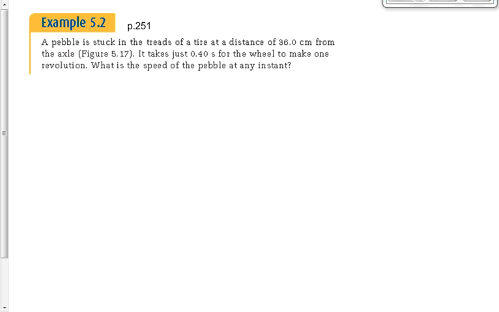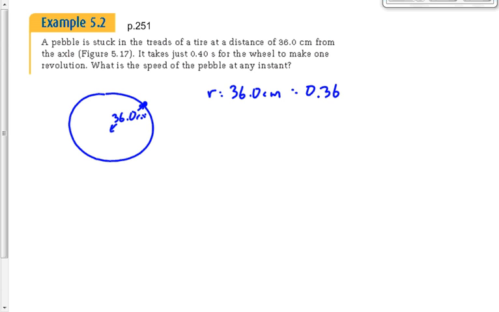This one says a pebble is stuck in the treads of a tire at a distance of 36 centimeters from the axle. There's a picture there that I didn't include, but here's your tire. There's a pebble that's stuck in the treads of that tire, and it's 36 centimeters from the axle. It takes 0.04 seconds for the wheel to make one revolution. What's the speed of the pebble at any instant? We know that the radius here is 36 centimeters, or 0.36 meters. We know we have to convert to meters, so let's write that down now.